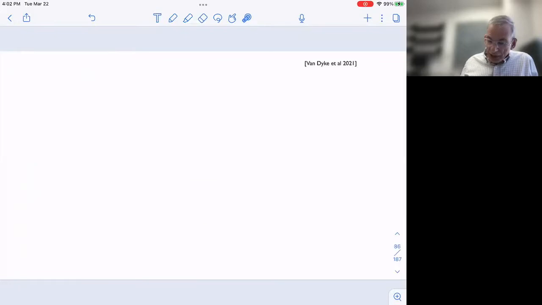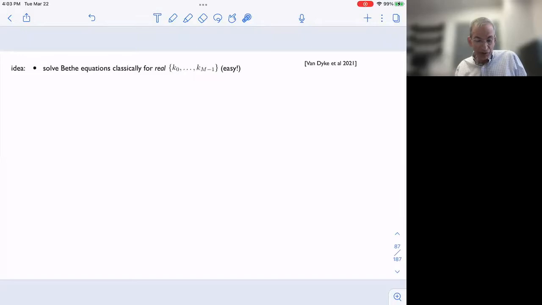Okay, so now I'd like to describe this recent work by Van Dyke and company from Virginia Tech. Their idea was to solve the Bethe equations classically for real k's. I said earlier that it's hard to solve Bethe equations in general for complex k's, but if you restrict all the k's to be real, it's actually easy. There are very nice classical algorithms that allow you to do that for very large values of M. You can go to 1,000. So this is not hard to do classically.